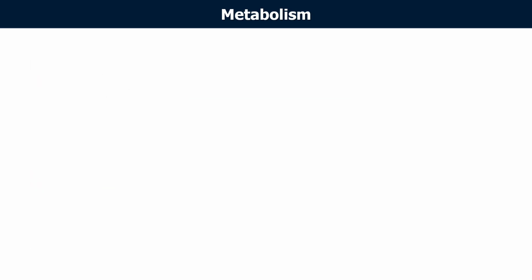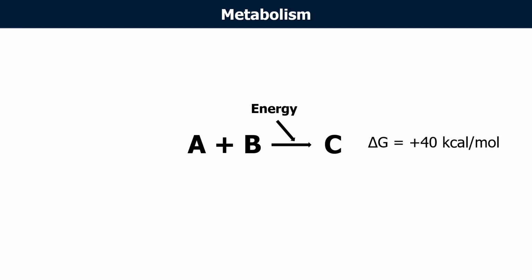And let's look at that. So let's say a cell needs to do this process. A plus B makes C. And this process requires energy. It has a positive delta G. It's energetically uphill. In fact, let's use some actual numbers. Let's say that the change in G is plus 40 kilocalories per mole. You have to provide 40 kilocalories worth of energy to make this happen.